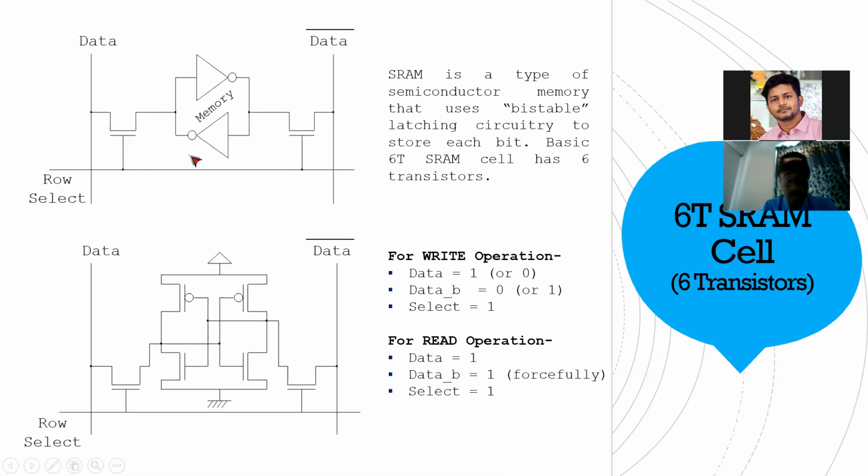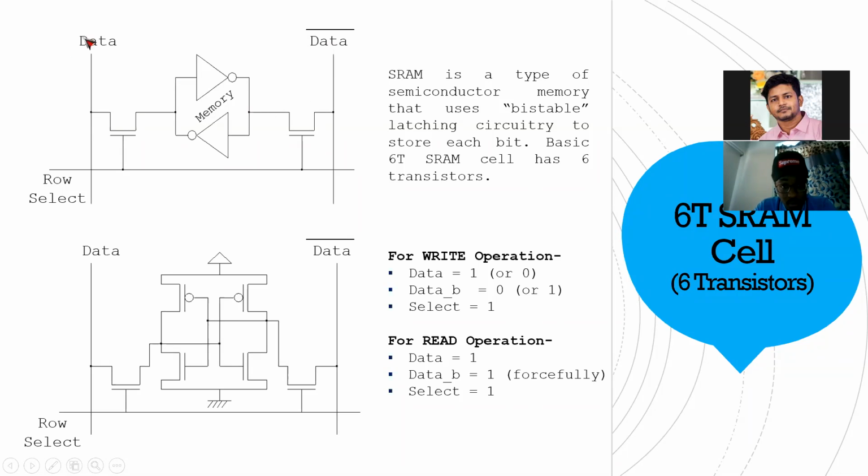On this row, if you give 1, these are NMOSFETs. An NMOSFET works on 1. That means if you give 1, it will be activated. If you give 0, it is deactivated. If you give 1, the data here will go inside.